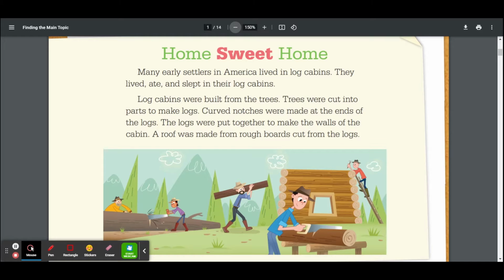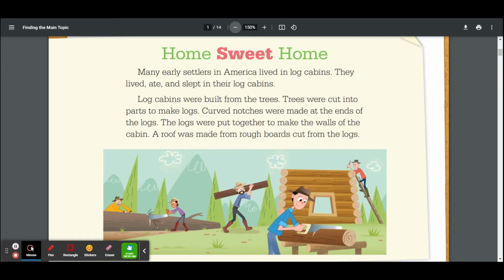Home Sweet Home. Many early settlers in America lived in log cabins. They lived, ate, and slept in their log cabins. Log cabins were built from the trees. Trees were cut into parts to make logs. Curved notches were made at the ends of the logs. The logs were put together to make the walls of a cabin. A roof was made from rough boards cut out of logs.